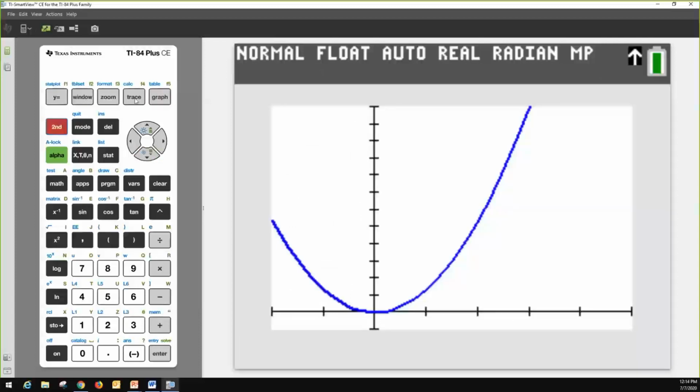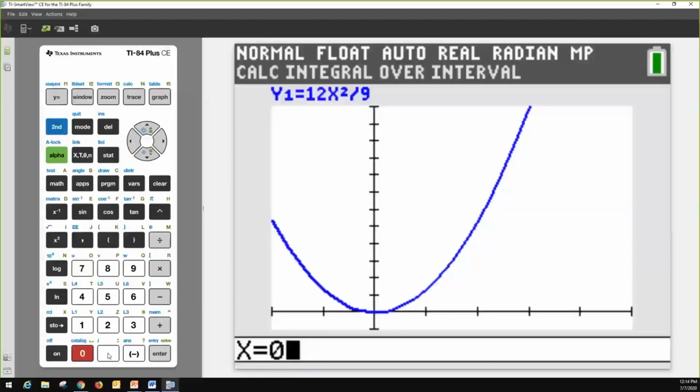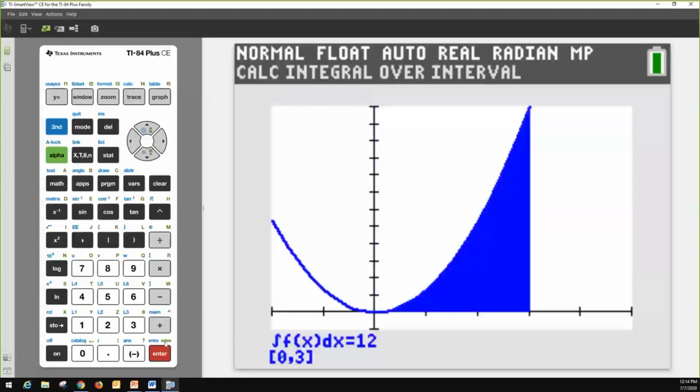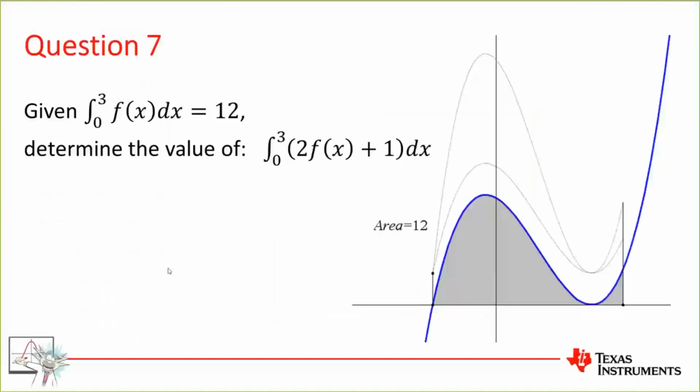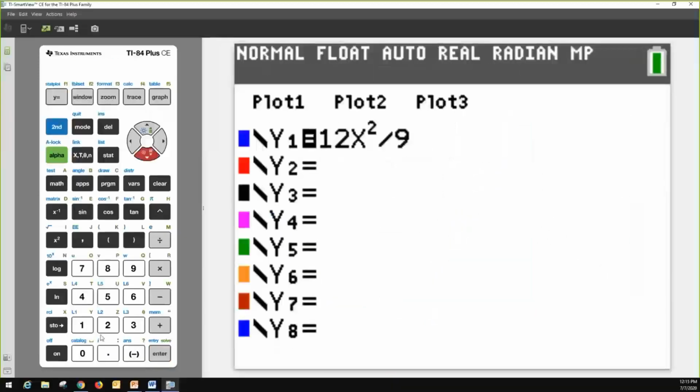And I want to calculate the area, that is, number 7, between 0 and 3. And behold, I get 12. So all I've managed to do so far is get the area that was suggested in the original question. But let's go back to the original question: what would be the area under 2 lots of f of x plus 1? Let's find out. So in here, I can have 2 lots of f of x. Well, f of x, I'm going to use the variable key this time.